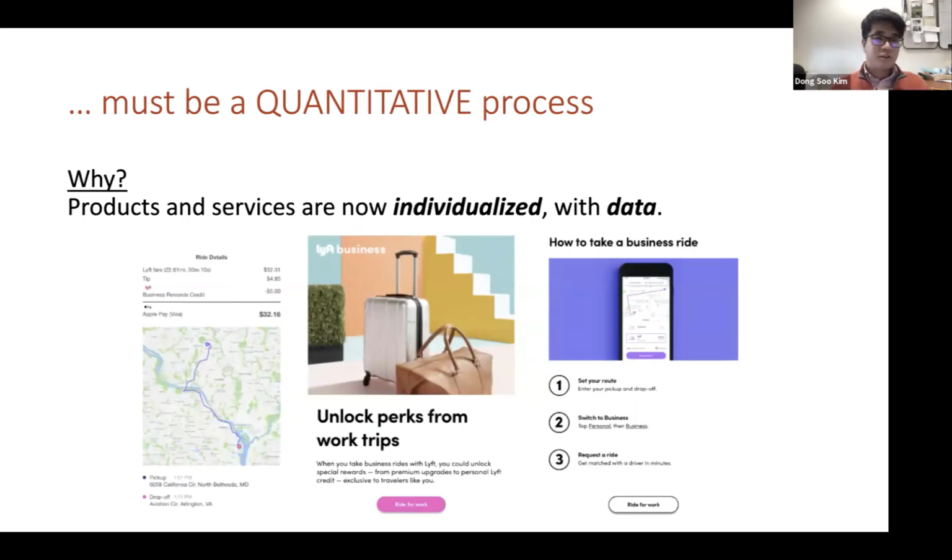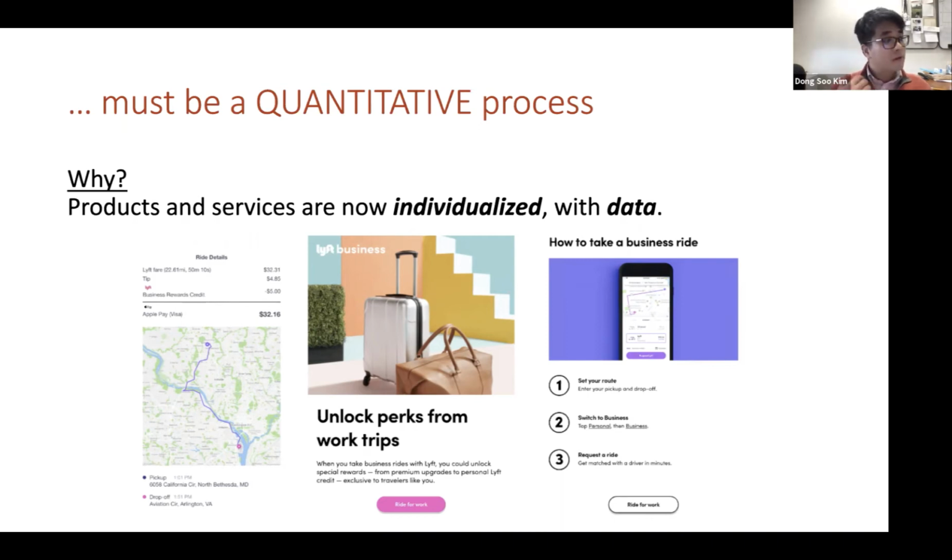Answering those questions is not easy, but one thing is very clear. It must be a quantitative process. Why? Because most products and services are now individualized, and most transactions are now recorded and stored as data. Here is an example.